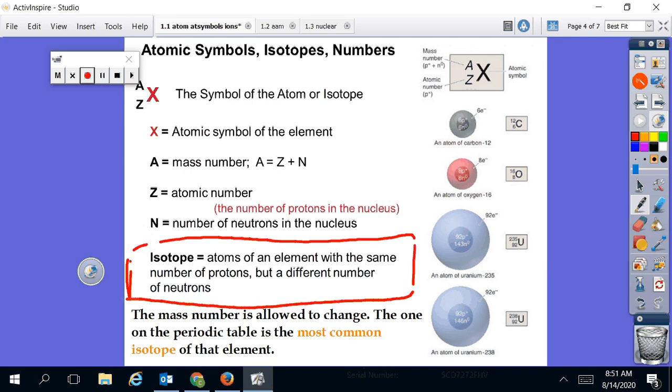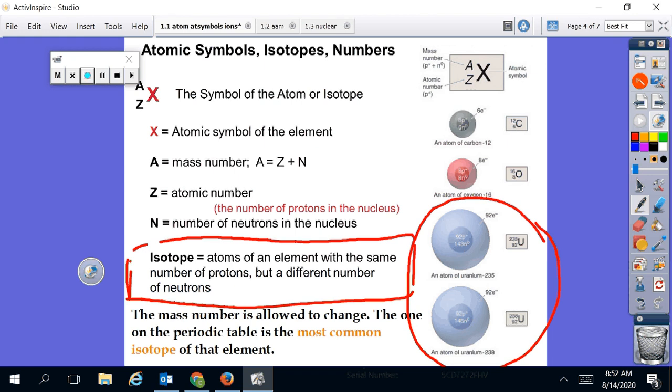an isotope. An isotope is an atom of the same element with the same number of protons but a different number of neutrons. So remember, the protons is what tells you what element it is. But if you have a different number of neutrons, which gives it a different weight, it's still the same element, but it's an isotope of that element. So if you look here at this picture on the right that I'm circling, you'll see two atoms of uranium. One we're calling uranium-235, and one that's uranium-238. They are both the same element, but they are isotopes of each other.